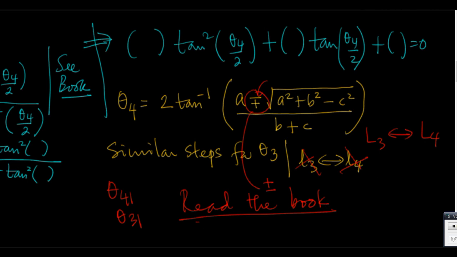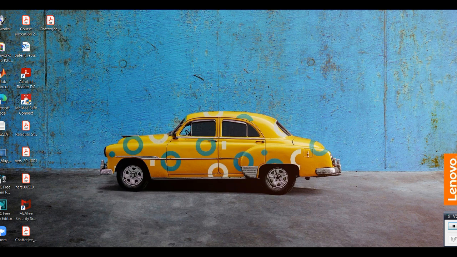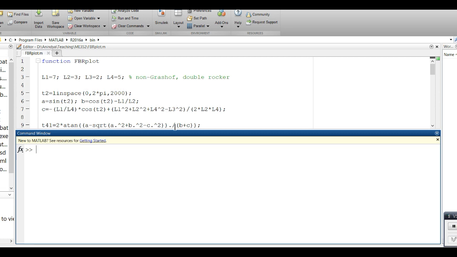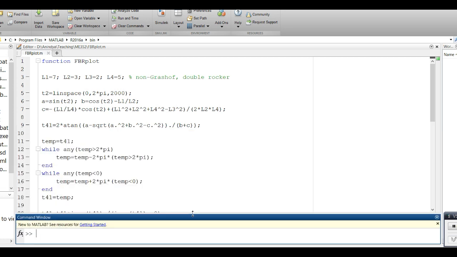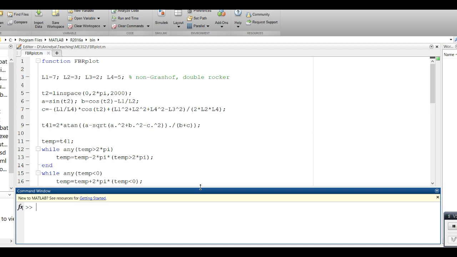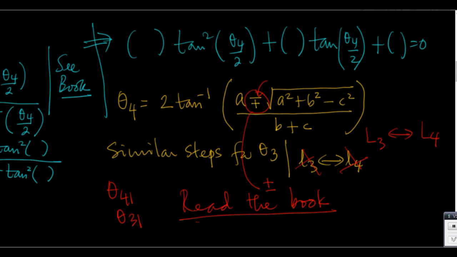Okay, so we've made some progress. Now the rest of this lecture is to see how theta 4 varies against theta 2. And we have formulas, we just have to put them in. So we will now move to MATLAB and make plots. I have MATLAB open and I have code here, and this code is a bit long, but don't worry. Let us look at these lengths.